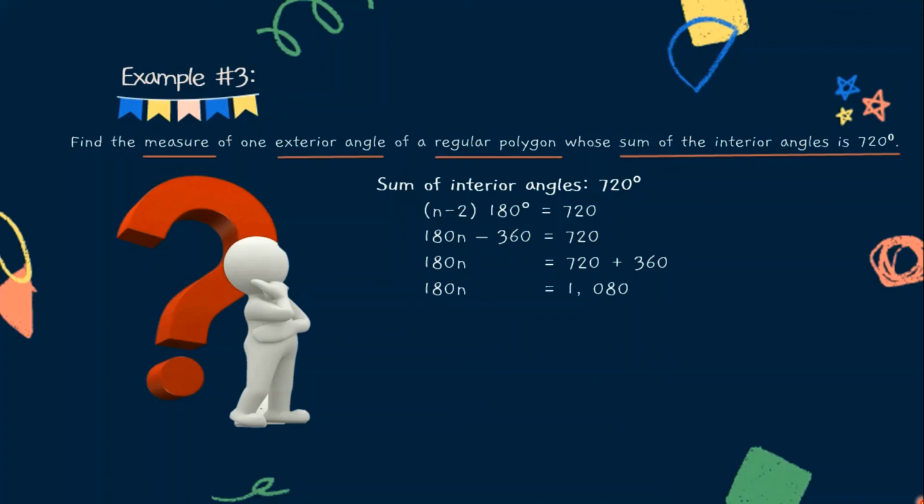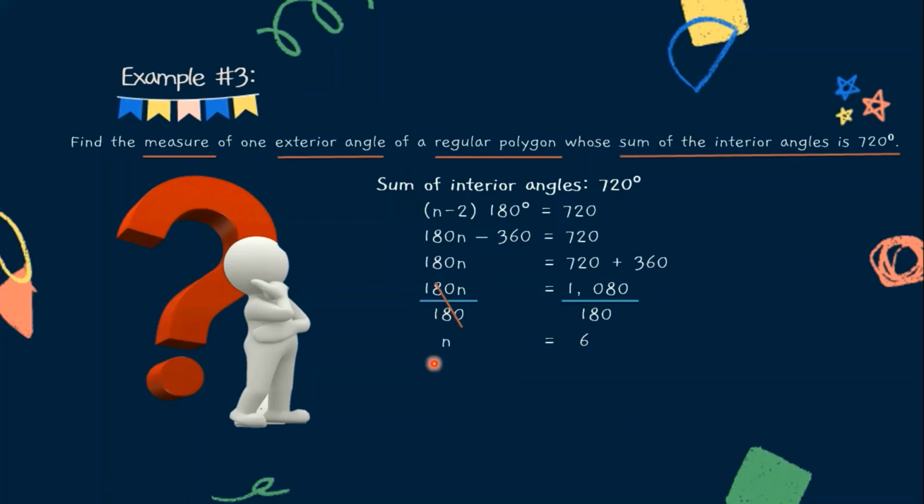Perform the operation. 180n is equal to 1080. This is the sum of 720 and 360. Divide both sides by 180. Cancel the 180 because 180 divided by 180 is equal to 1. 1n. We no longer need to write the numerical coefficient 1 here, so n is just n as is. 6 is what we get here. 1080 divided by 180 is equal to 6.